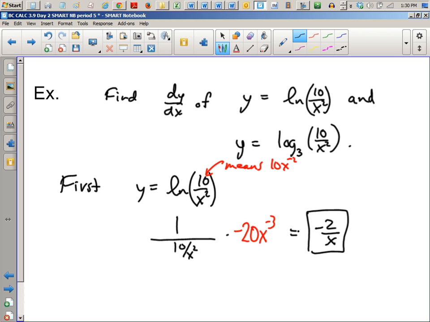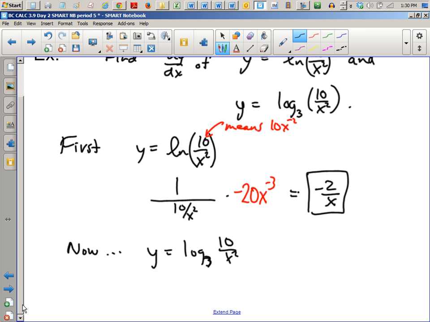As for the other problem, find the derivative of log base 3 of 10 over x squared, I don't need to. It's the same problem. There will just be an ln 3 chilling on the bottom. So let's do y equals log base 3 of 10 over x squared. The derivative is going to be the same answer with an ln 3 right here.